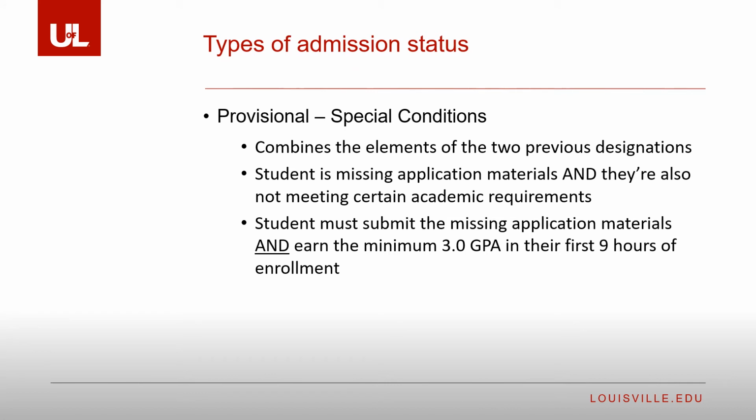A student admitted as provisional with special conditions is required to complete all of the elements as explained in the previous 2 statuses. This status combines the elements of the other 2. A student is missing application materials and they're also not meeting certain academic requirements. A student must submit the missing application materials and earn the minimum 3.0 GPA in their first 9 hours of enrollment in order to be upgraded to good standing by the end of that semester.